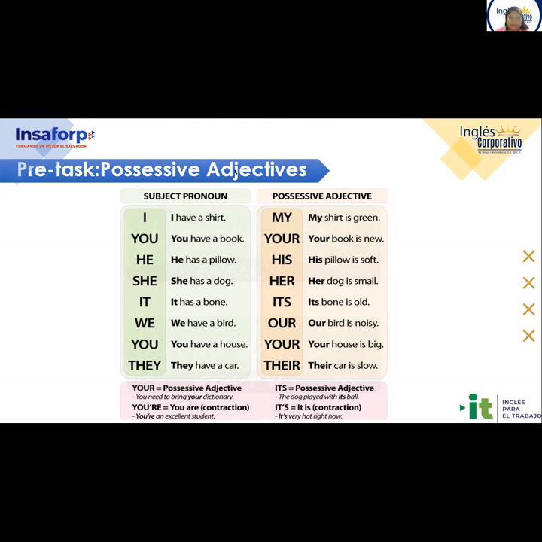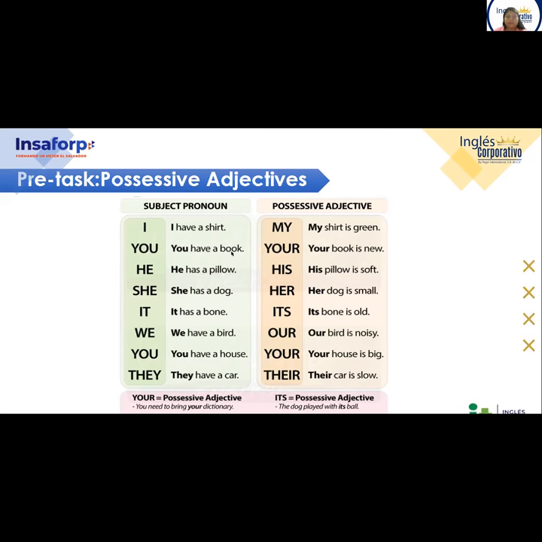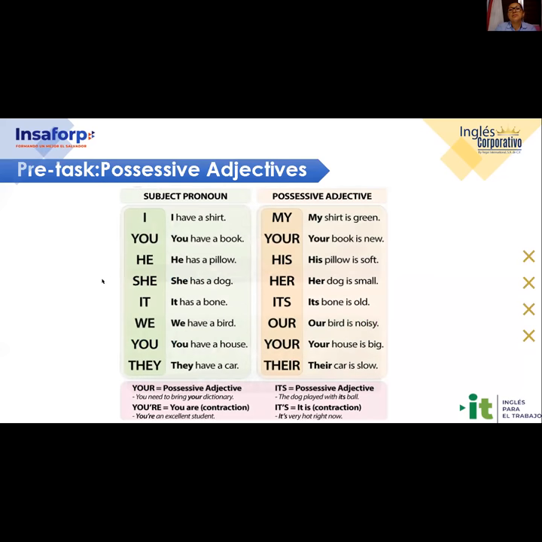So now let's check the other side. Ahora sí es possessive adjectives: my, your, his, her, its, our, your, and their. Let's see. Claudia, please help us. Read the sentences. My shirt is green. Your book is new. His pillow is soft. Her dog is small. Its bone is old. Our beer is nice. Your house is big. Their car is slow.